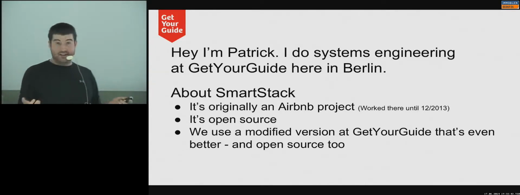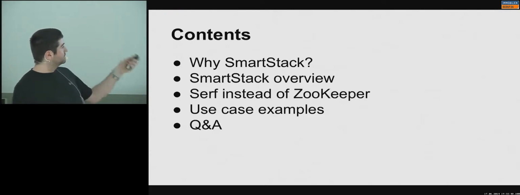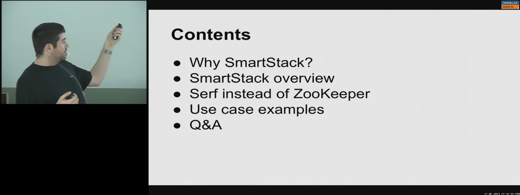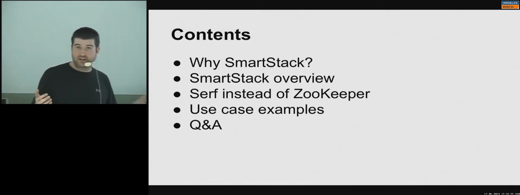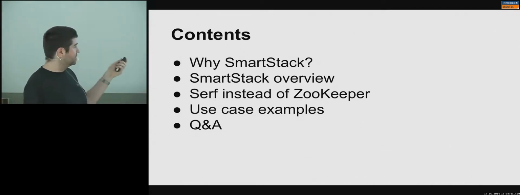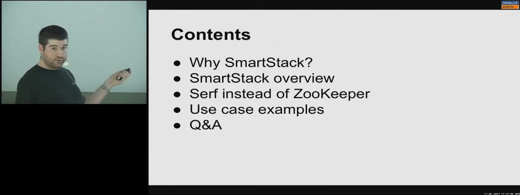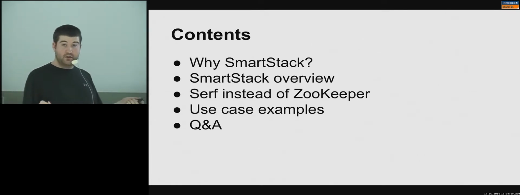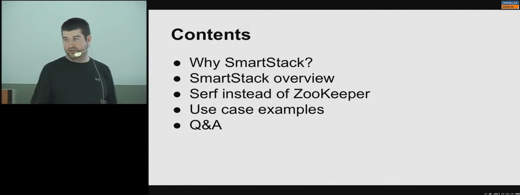And I ported it at Get Your Guide to use it too, so I'll talk about this project. So I'm going to explain why we use Smartstack, give you an overview, what the original Smartstack uses Zookeeper, so what was changed to be using Serf, which is another service registration system, and some examples, and some time for Q&A. And also I even installed a little Vagrant machine, and I can show you how it actually really works, like live, if you have any questions.